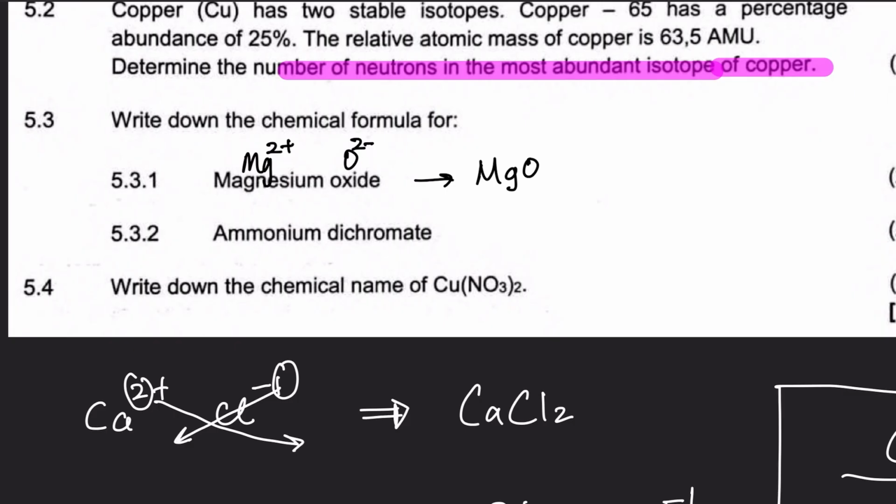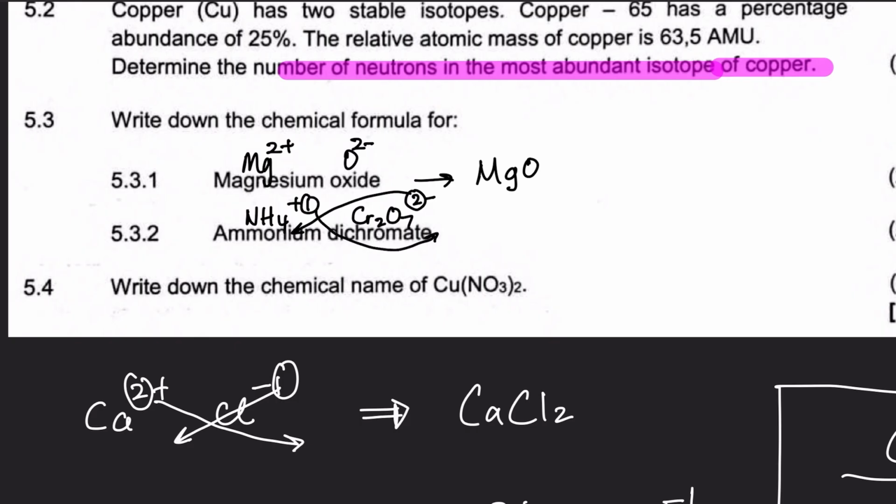Let's move on. Ammonium dichromate. Now, ammonium is NH4+. It's a polyatomic ion that you need to learn. And then dichromate is Cr2O7 2-. That's also a polyatomic ion. These charges do not cancel. This is a +1 and that's a -2. They don't cancel each other. So we need to switch them. So that will go there and that will go there.